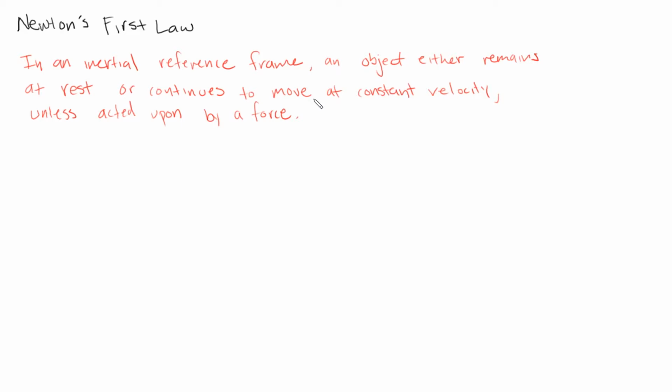And then the rest of it says an object either remains at rest or continues to move at constant velocity. So an object has this idea of inertia, the idea that it doesn't want to move unless you apply a force that's large enough to get it to move. Once you apply that force and accelerate it, and you stop applying that force, it will move at a constant velocity forever. The only reason we don't see this on Earth is because we have external forces that act upon the object, which cause it to slow down and decrease in speed.